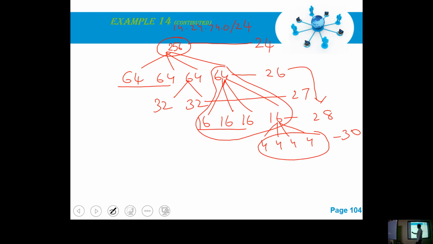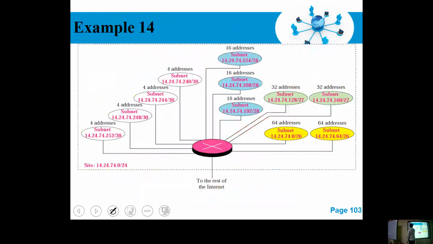Okay. Now we will go back to the previous slide. So first we are making 64s. Okay. So starting is 114.24.74.0. So the first one starts at that position. Where will it end? It will end at 74.63. So the second one is starting at 64. Okay. And what is the prefix I have? 26. Here also I have 26.